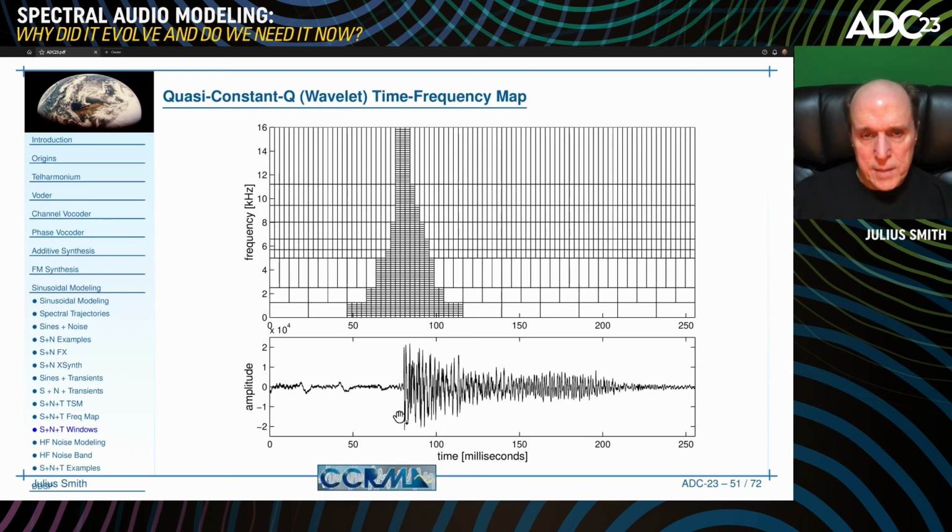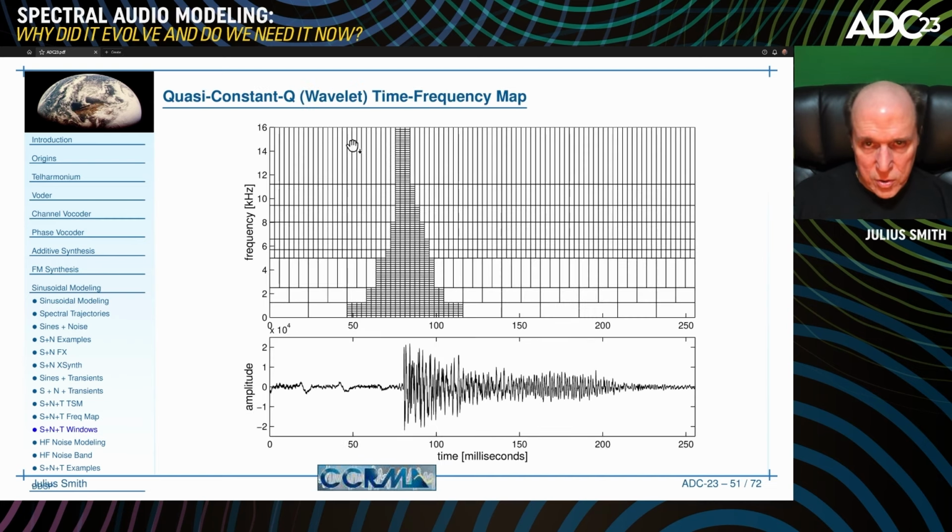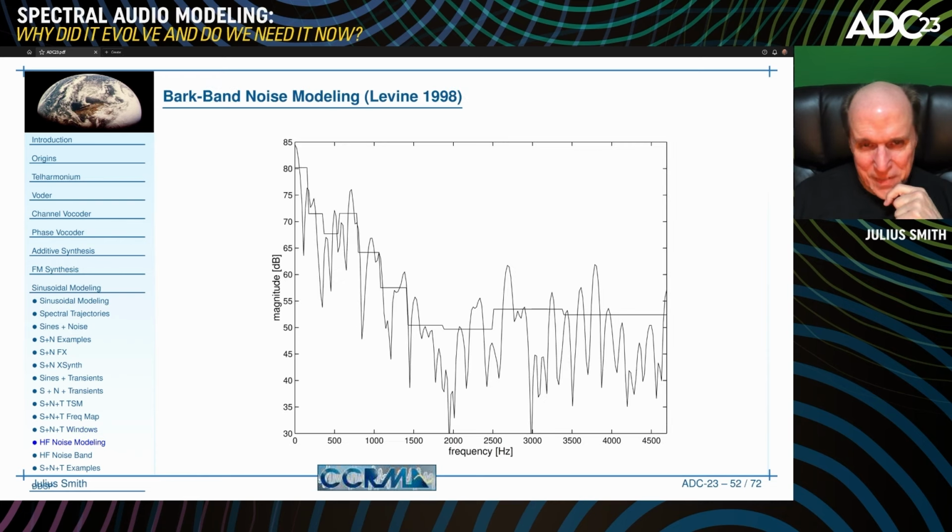And here's how the time frequency map looks in a sort of wavelet approach, where the transient is gated not rectilinearly like this, but in a band appropriate way. So the low frequency band is longer. I did not want to go to this level of detail because I'm going to run out of time. I'm trying to hit the highlights here.